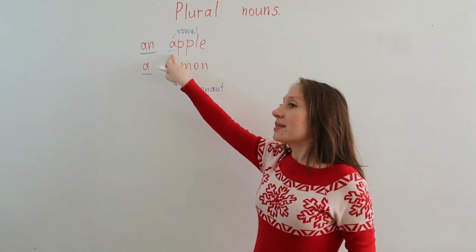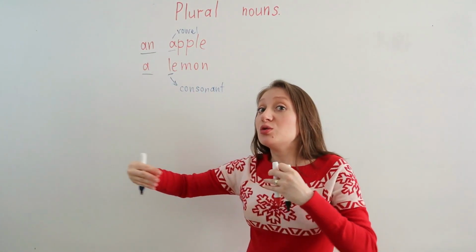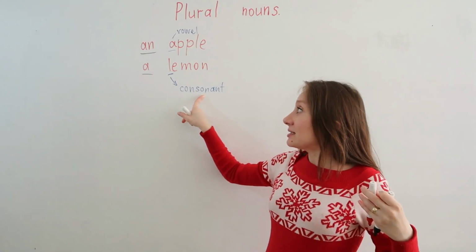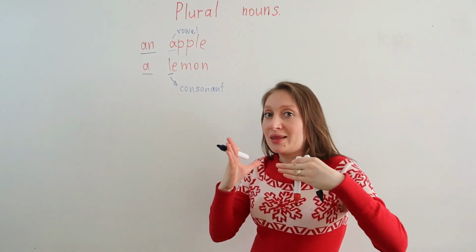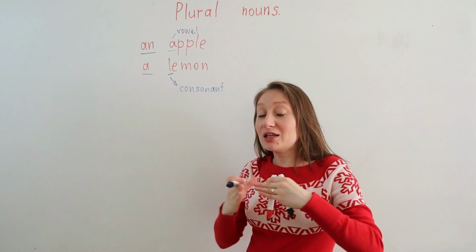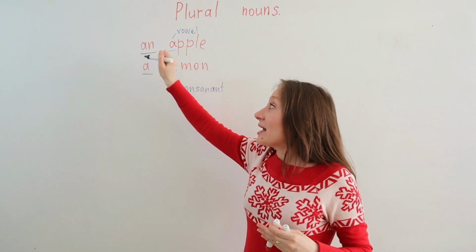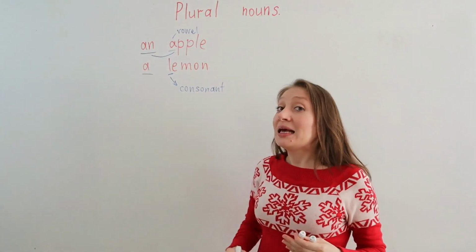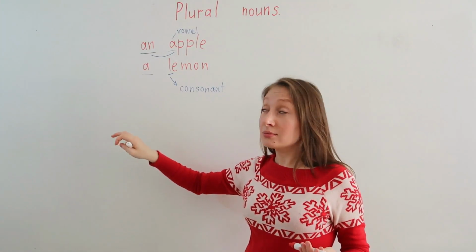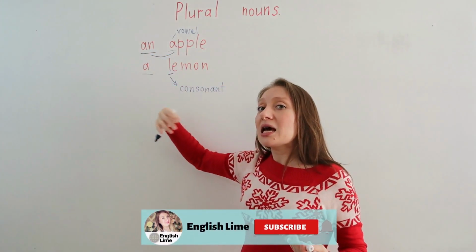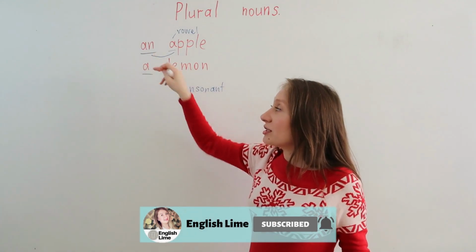Vowel means the sounds like a, o, u, e, sounds with duration, right? And consonant means k, t, p, n, l, m, where the sound stops. The sound stops, it doesn't continue, right? Consonant sound. So before a vowel we use an, and when you say it you unite. An apple, an apple. Here you have a lemon. You cannot say a apple. An apple, a lemon. So this is the basic rule for usage of these articles.